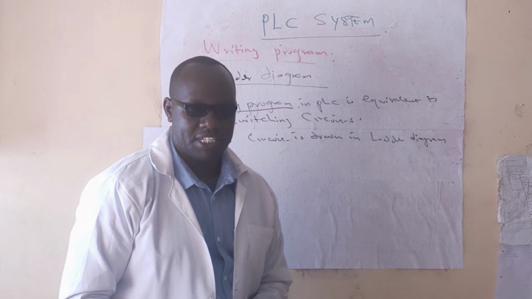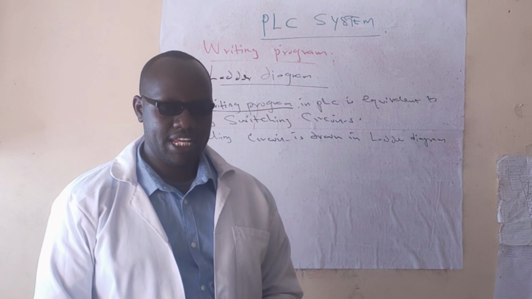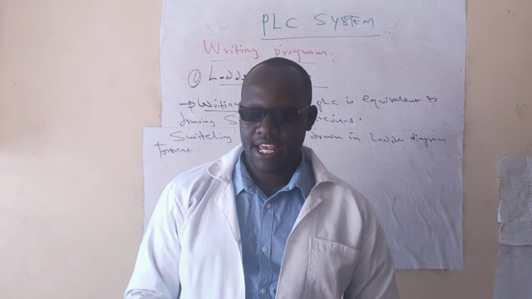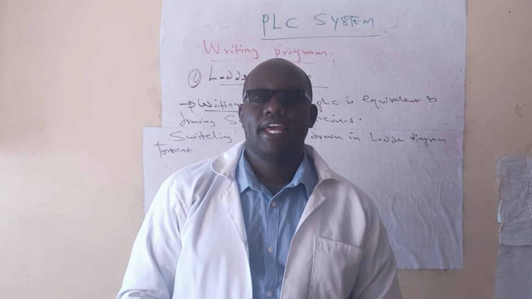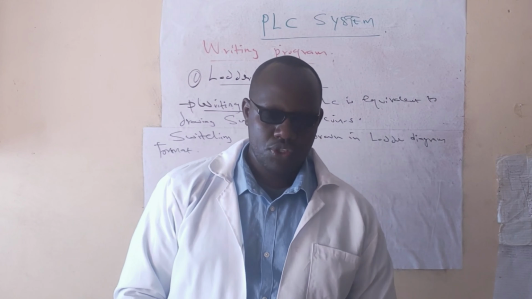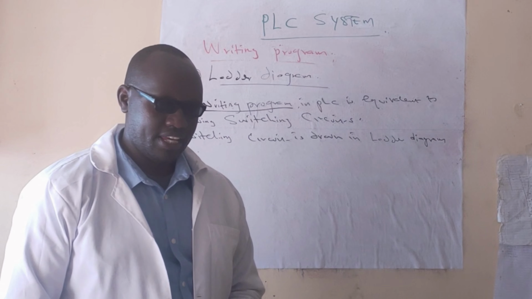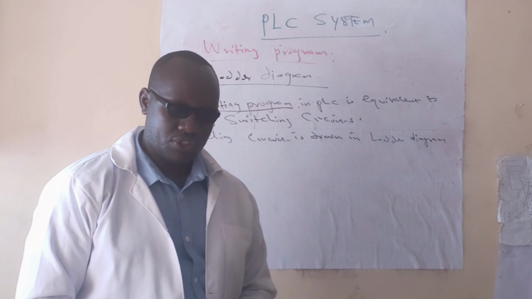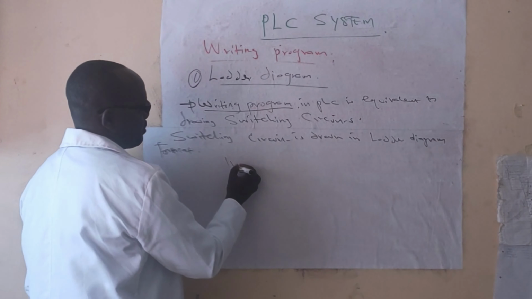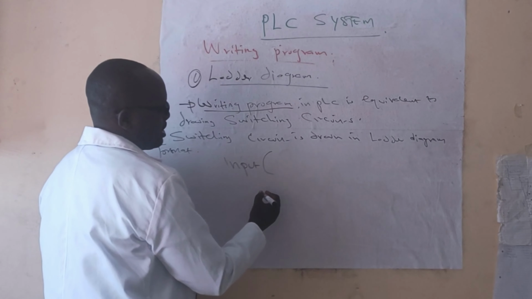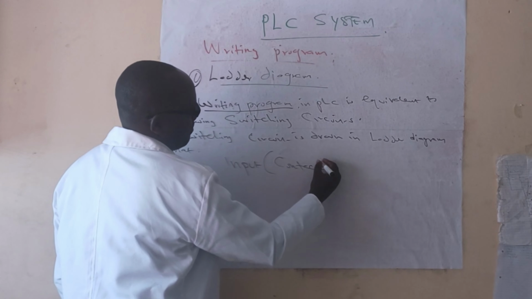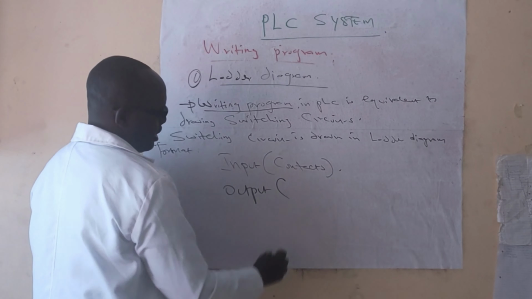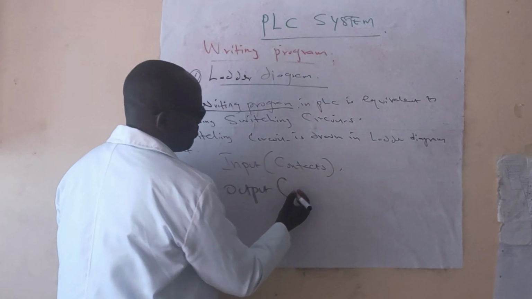There is also something that needs to be noted, that this format of the ladder diagram requires that the circuits are arranged in series of horizontal lines, which contain the inputs and the outputs. In most cases, the inputs are the contacts, and the outputs are usually the coils.